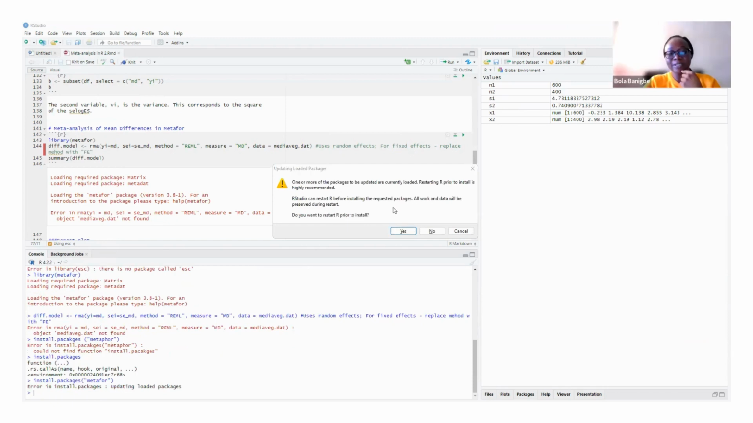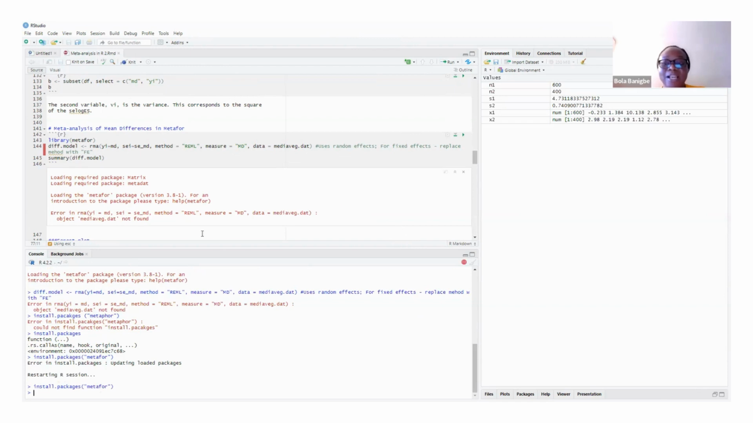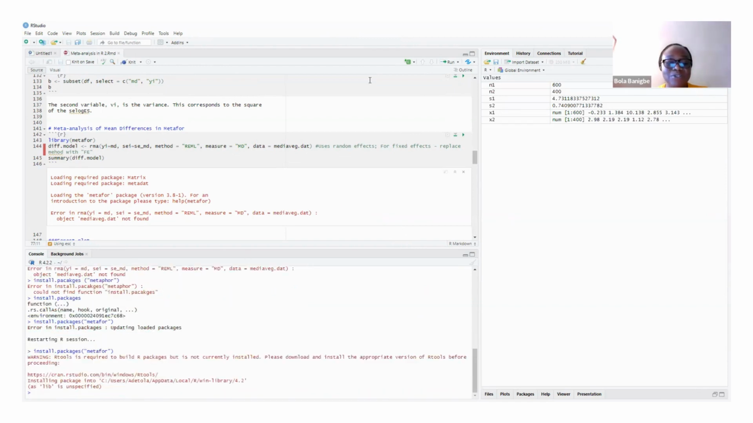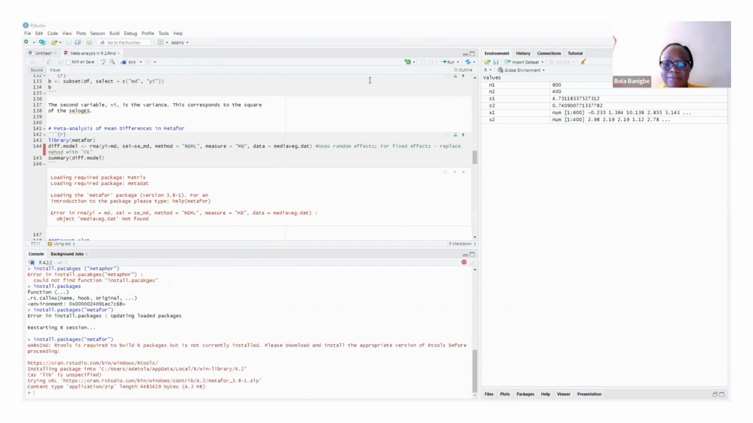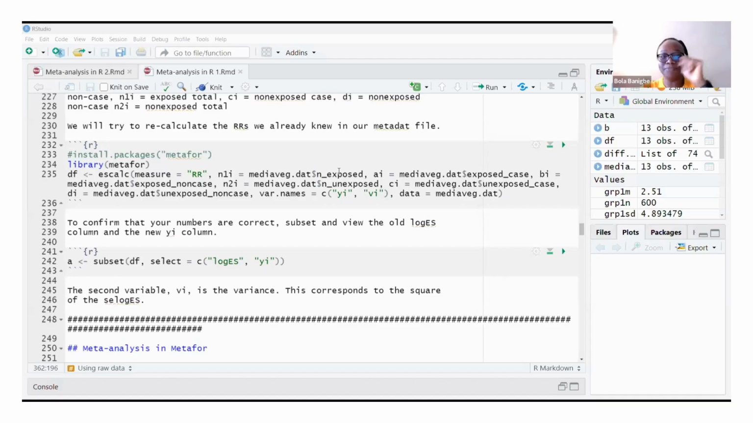What does it say? One or more of the packages to be updated are currently loaded. Okay, do you want to restart? All right. Thank you so much. Let us know if you need to catch up. Okay, so we'll continue while Adetola tries to reload.